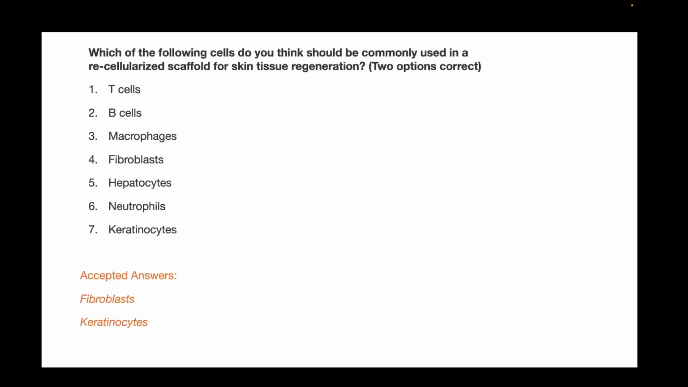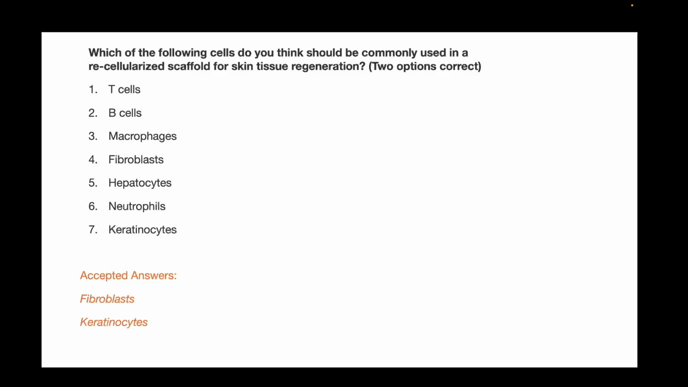Apart from that, T cells, B cells, macrophages, neutrophils, these are all immune cells. Though immune cells are also part of the skin tissue, if you incorporate immune cells into your scaffold, it will trigger a very strong immune and inflammatory response, right? Because your scaffold is like an external or a foreign material when you are planning the skin tissue regeneration.